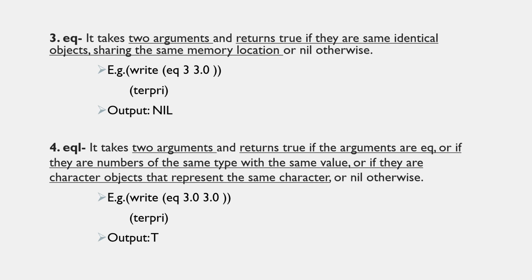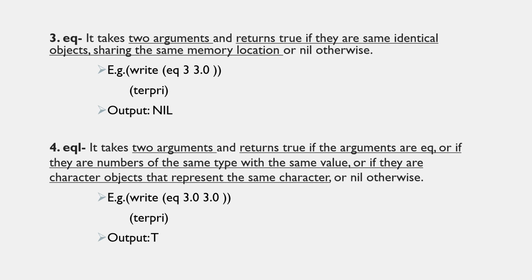Now the third predicate is EQ. Here also it will take two arguments and it will return true if they are identical objects sharing the same memory location, or it will print a nil otherwise. Example, write EQ 3 3.0 and again the TERPRI function. Here 3 is an integer and 3.0 is a float value. So both are not the same, so it will return a nil value.